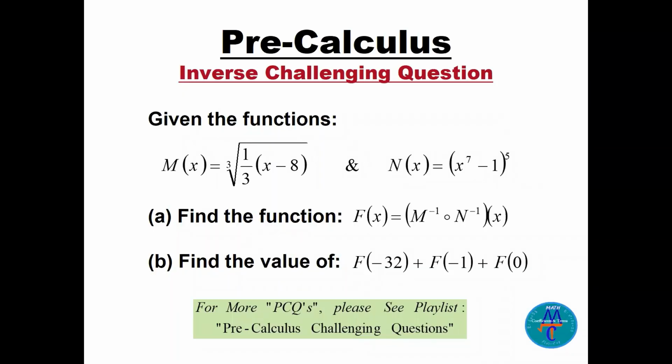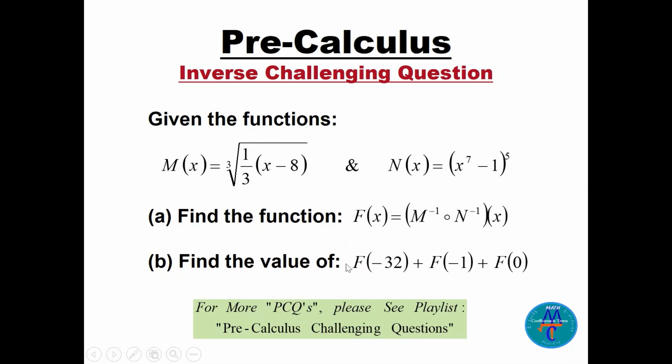This is another pre-calculus challenging question about inverse functions. We are given two functions, m of x equals the cube root of (1 over 3 times x minus 8), and n of x equals (x to the power 7 minus 1) all to the power 5. The first part: find the function capital F of x equal to m inverse circle n inverse of x. So clearly we have to find the inverse of these functions, and then find the composition.